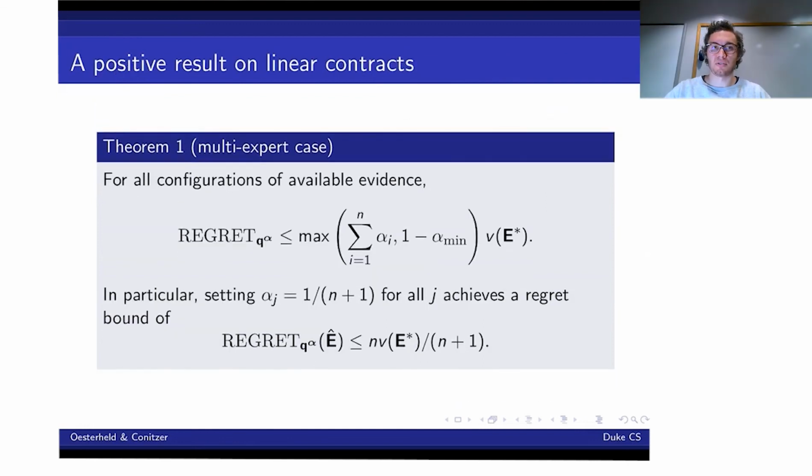Okay, so now let's turn to the multi-expert case. Again, we imagine that we have some linear scoring rule with parameters alpha, for each expert, a fraction of the utility that they get. And again, we have a bound on the regret, and it's again some factor times the value of the evidence obtained in the first best solution. Here, this term is a bit more complicated, but again, we can choose a parameter to optimize this bound.